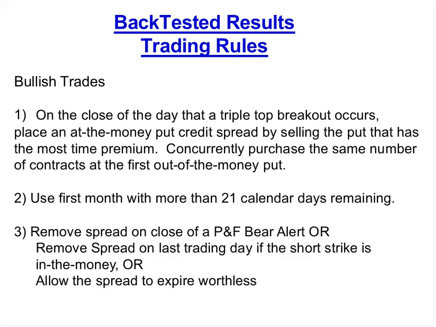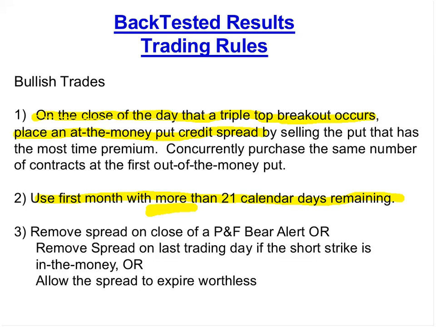I developed this back in the mid-2000s, and then last reported it in 08, and then I wanted to update it and show you guys, and also at the SIBO. But here are the rules that we're testing, just as a baseline test, and I already talked about this a little bit. On the close of the day that a triple top breakout occurs, we're going to do an at-the-money put credit spread. This is bullish. We're going to go to the first month with 21 calendar days remaining, or more than 21.